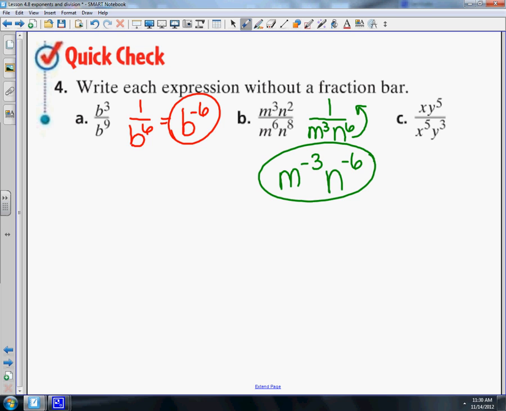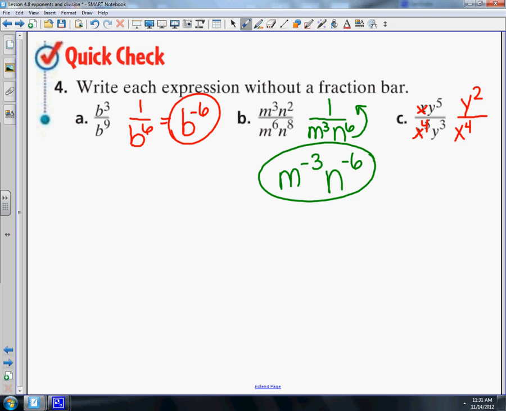And then x y to the 5th. So I have 1 x on top and 5 x's on bottom. So I'm going to cancel my 1 out and cancel 1 out here and make that a 4. So I have x to the 4th power. And then I have y to the 5th, y to the 3rd. So that means I have y to the 2nd.